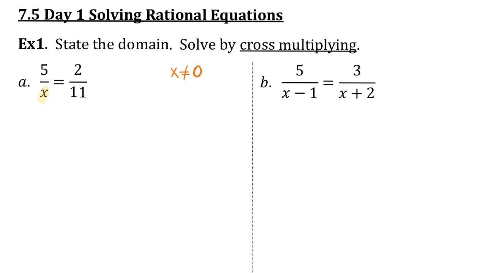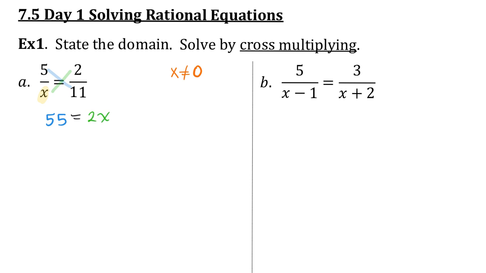Okay, now the first method is cross multiplying. This only works when you have a fraction equal to a fraction. If there's a fraction equal to a fraction, I can cross multiply, meaning I'm going to go diagonally and multiply. So 5 times 11 is 55. This equals, if I multiply in the opposite diagonal way, x times 2, I get 2x.